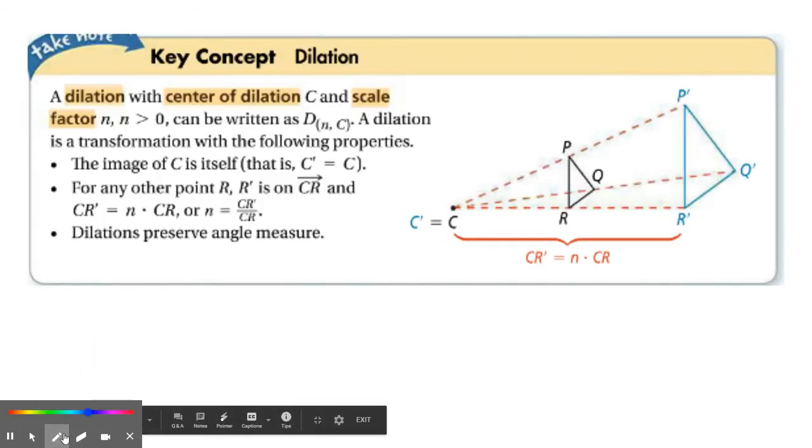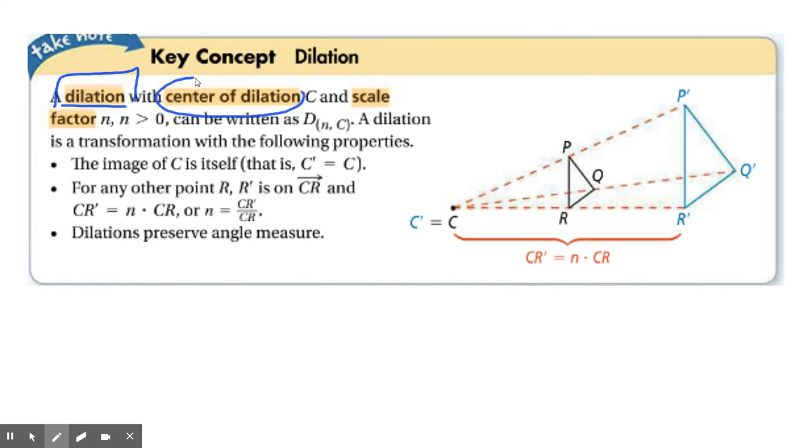Okay, so whenever you do a dilation, you need two things. First, you need the center of dilation. That's the point at which you're dilating from. And you need your scale factor, right? Be aware that this is the function notation, capital D for dilation. The N is your scale factor, and the C is the center of dilation, okay?